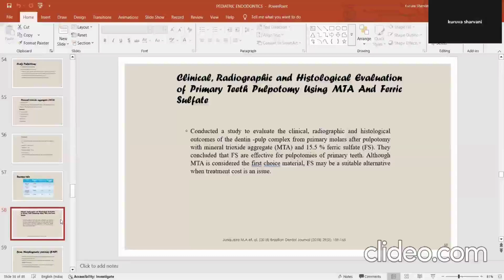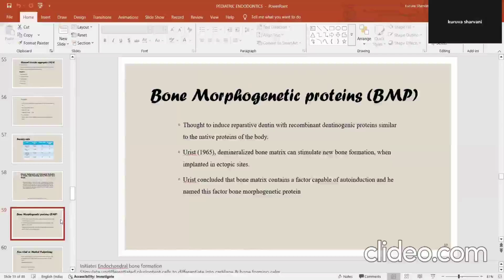Next, bone morphogenetic protein. It has the capacity to induce reparative dentine. Scientists et al. have concluded that bone morphogenetic proteins have the capacity of auto-induction of pulp and preserve the radicular pulp, that is, maintain the vitality of the pulp.